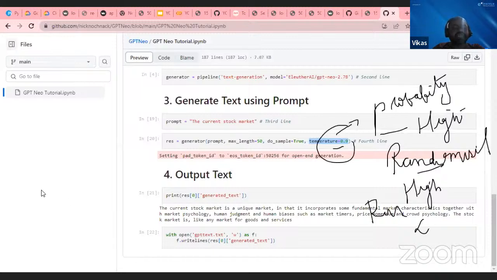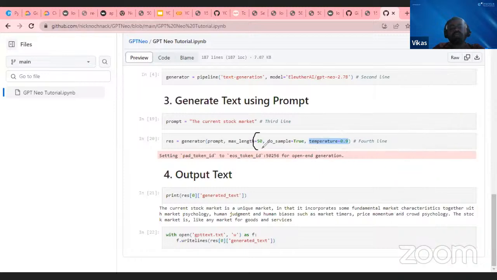Okay. So how does the randomization have to be done? I am creating 50 words of output. I am saying, please do the sampling, and I am giving the temperature 0.9. Then I call the generator and pass this input, current stock market. Whatever is generated will be stored in res. You can see here I have printed my res and generated text.